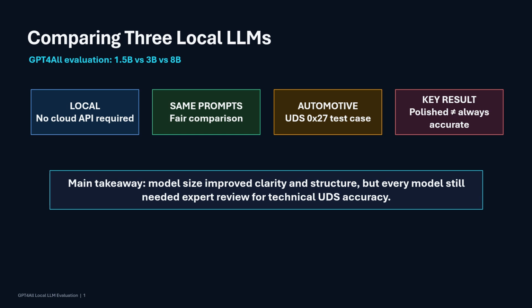This video, I will compare three open source large language models that I downloaded and ran locally using GPT4All. The three models were Quinn 2 1.5 Instruct, Llama 3.2 3B Instruct, and Llama 3 8B Instruct. I selected models with different parameter sizes so I can compare their speed, computer resource usage, instruction following, and technical accuracy.